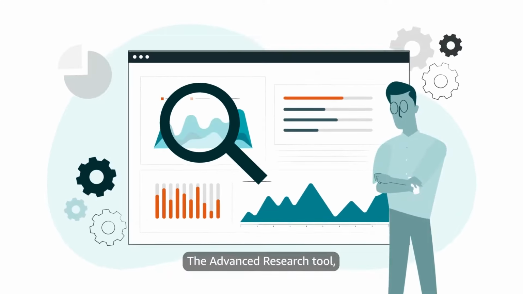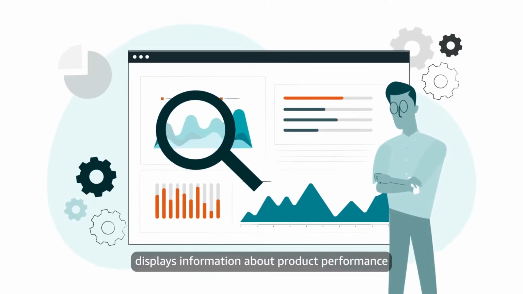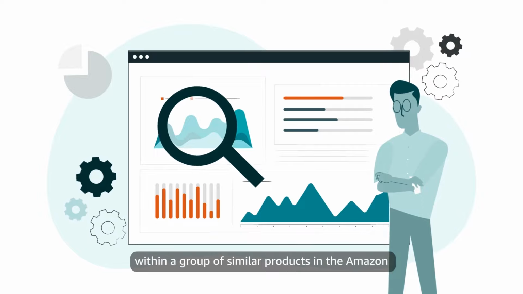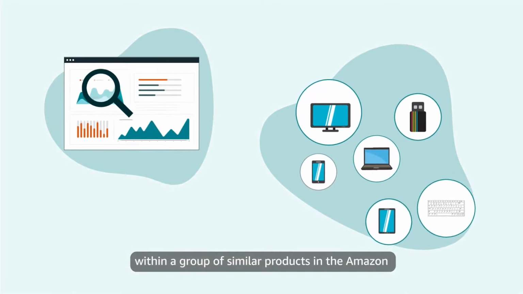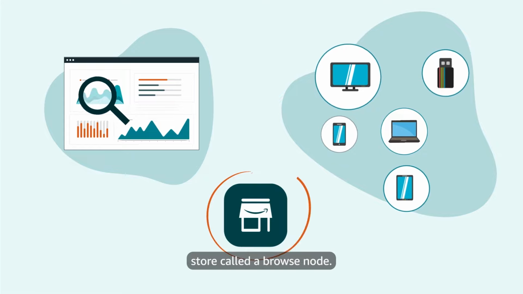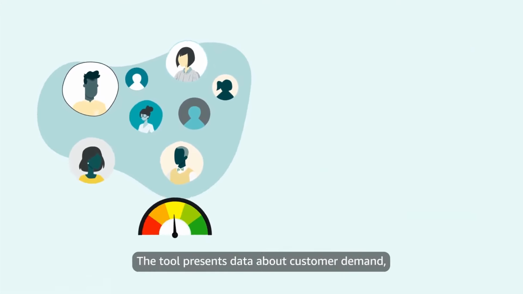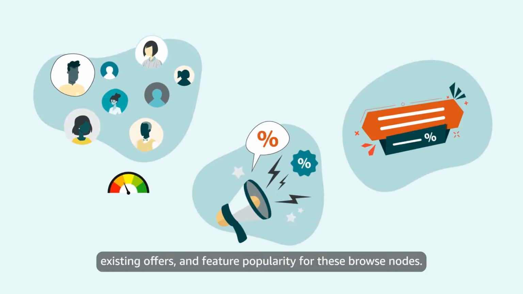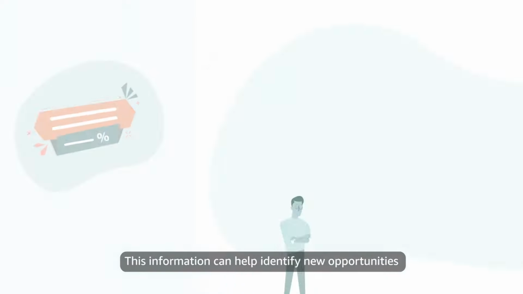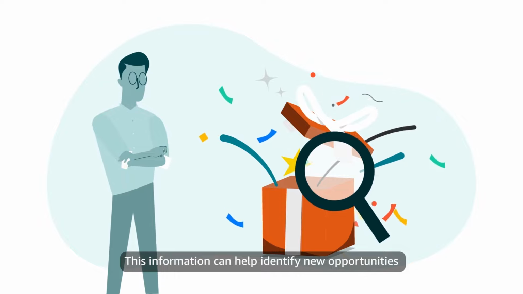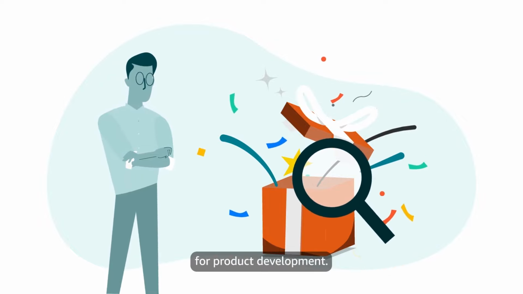The Advanced Research tool, on the other hand, displays information about product performance within a group of similar products in the Amazon store called a Browse Node. The tool presents data about customer demand, existing offers, and feature popularity for these browse nodes. This information can help identify new opportunities for product development.